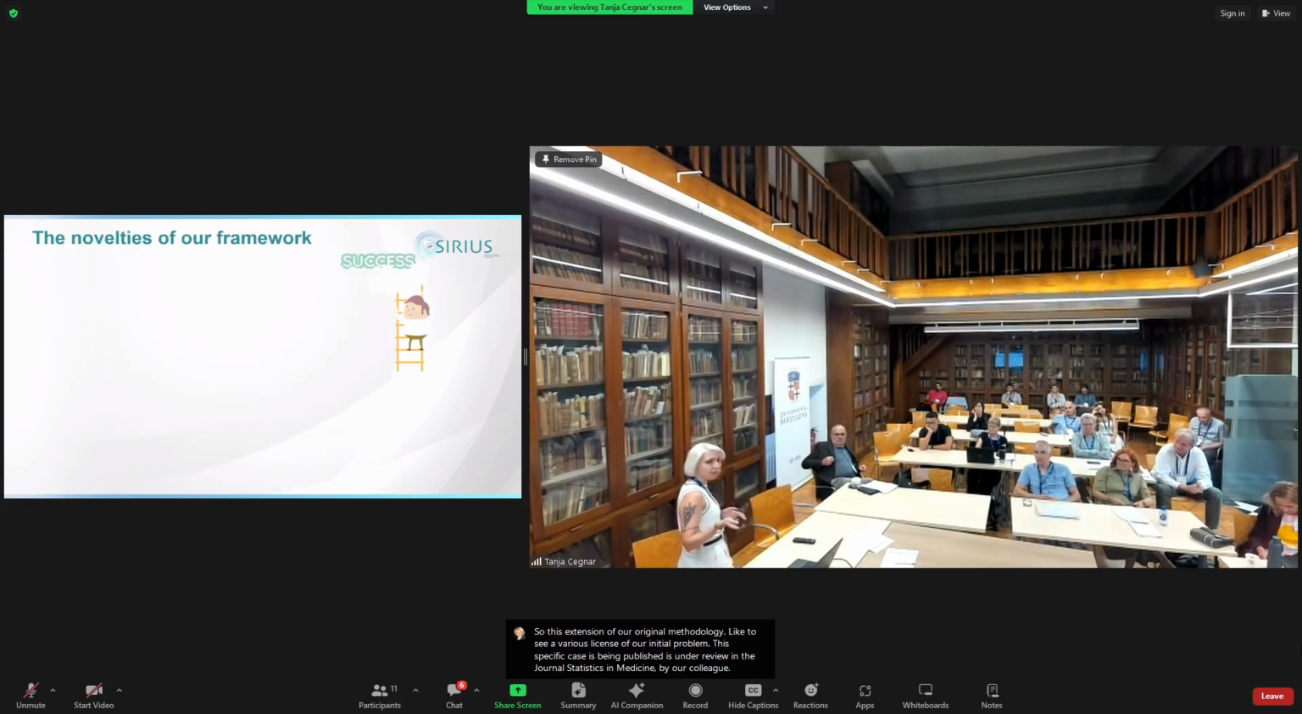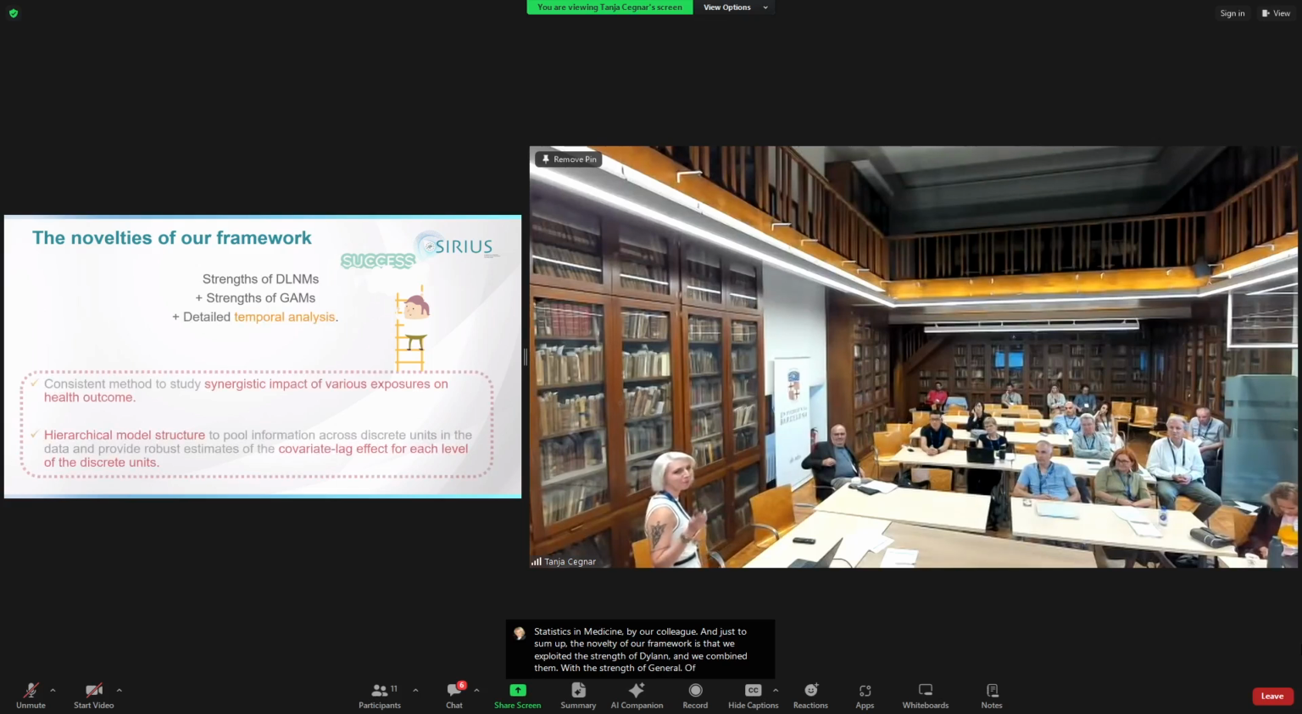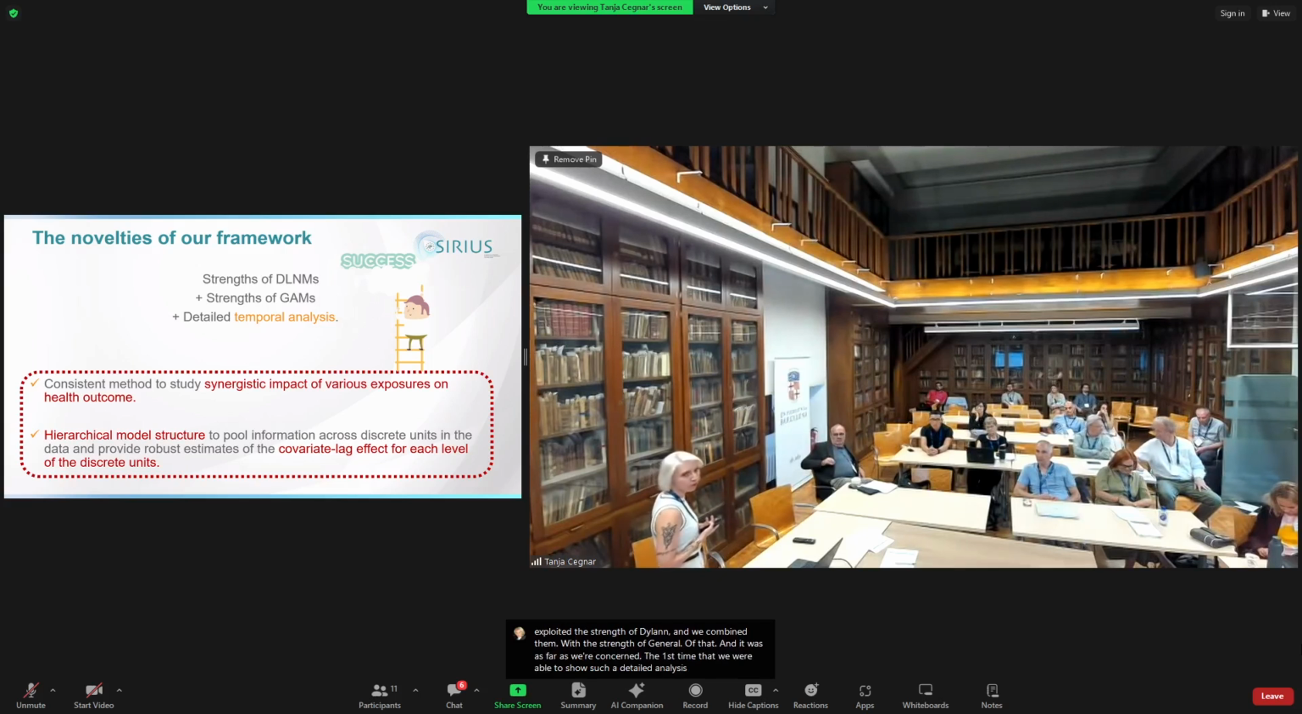And just to sum up, the novelty of our framework is that we exploited the strengths of the DLNM and we combined them with the strengths of GAMs. And as far as we're concerned, it was the first time that we were able to show such a detailed temporal analysis of the 4-dimensional associations.